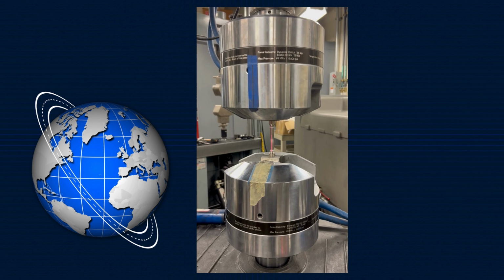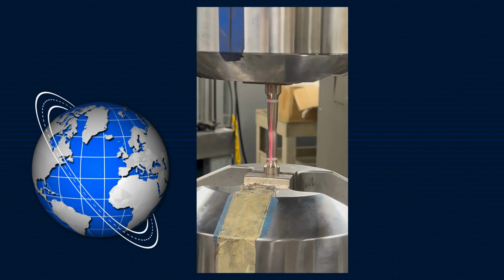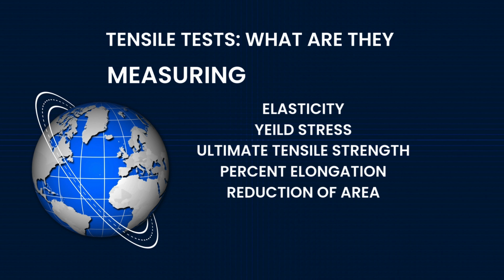Here's a live look at the procedure and what these subjects had to go through, this one being the aluminum. Now, how does one measure a tensile test? Tensile tests can measure a variety of different things: elasticity, yield stress, ultimate tensile strength, percent elongation, and reduction of area.